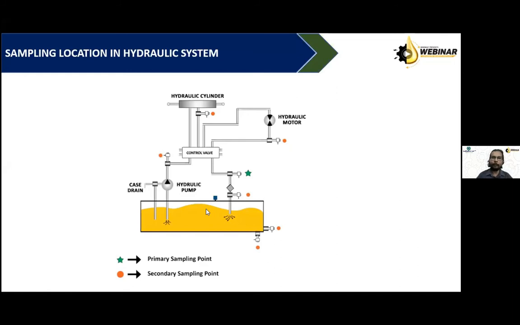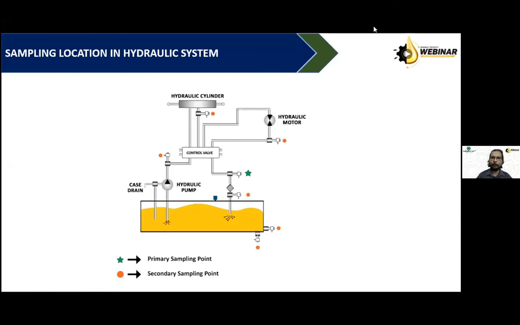Supply line sample will not give information about the wear occurring in the hydraulic circuit. Suppose there is some rubbing in the hydraulic cylinder or hydraulic motor. There is some metallic wear out or seal wear out, non-metallic particles. Those all will come back to the tank via return line.